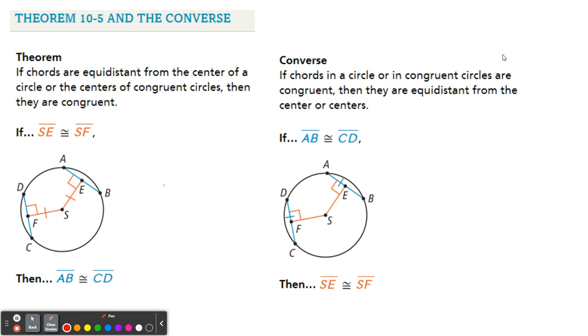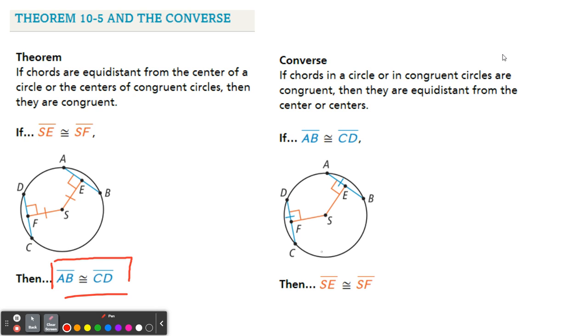So the theorem says if chords are equidistant from the center of a circle or the centers of congruent circles, then they are congruent. So the idea here is the fact that if a chord has the same perpendicular distance to the center as another chord, then those two chords are congruent. Now again, it's hard to mark that AB is congruent to CD, but that's the end result here.